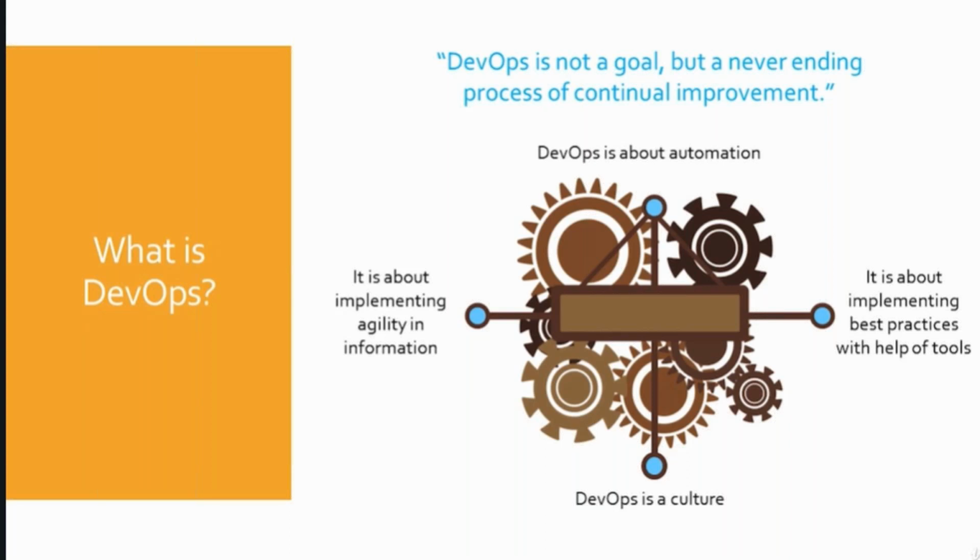Second, it is about implementing best practices of the particular tool. We will be learning a set of tools, and we will be implementing the best practices of those tools, like Jenkins. Why should I use Jenkins? What is good in Jenkins? Kubernetes, Terraform. What is good about Kubernetes? Why should I learn Terraform? All these things we will be covering.